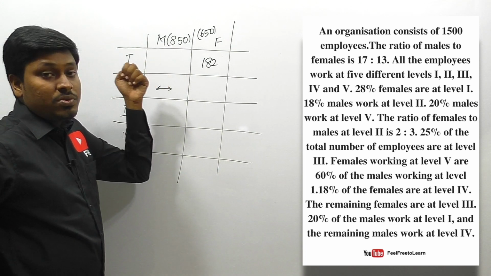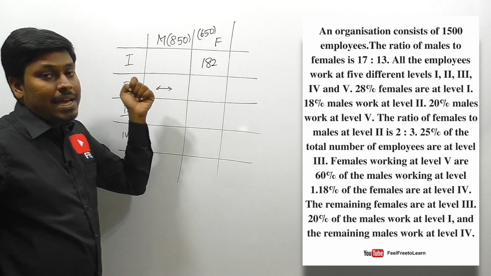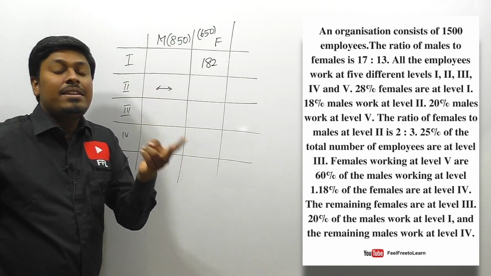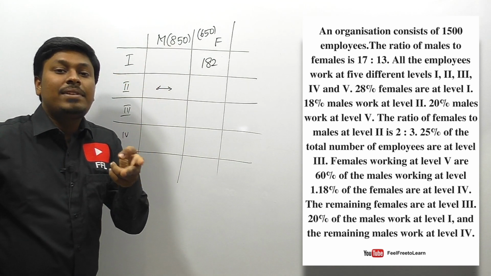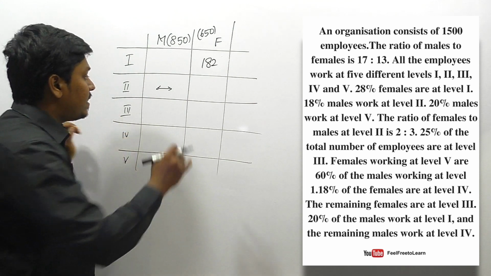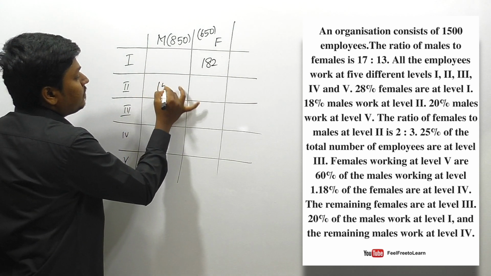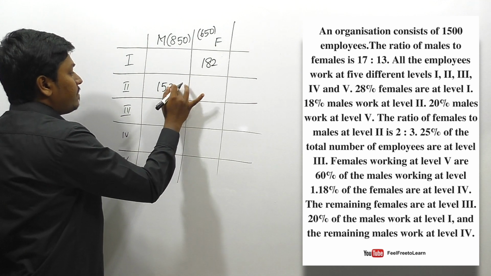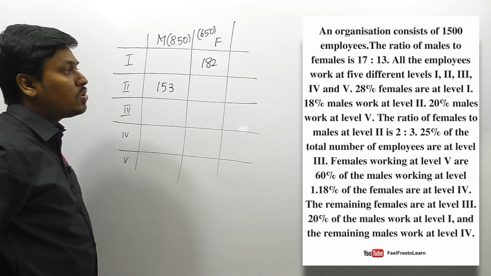So we need to find what is 20%. 10% will be 85. So 20% will be 85 into 2, 170. 170 minus 17, the resultant will be 153. So finally we can say that 153 will be the total number of males who are in level number 2.